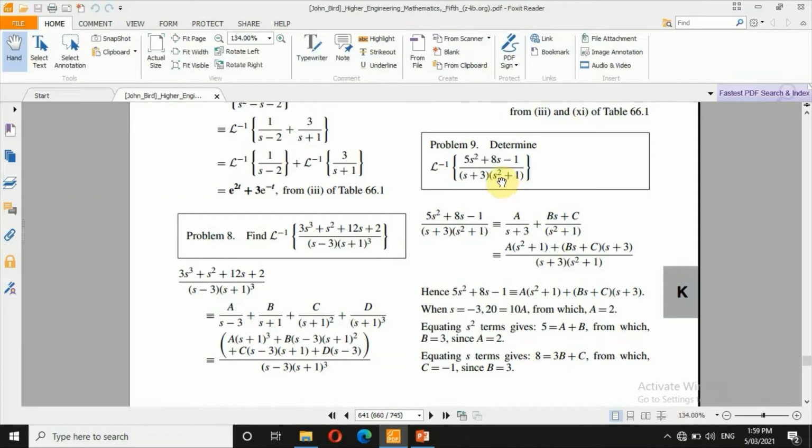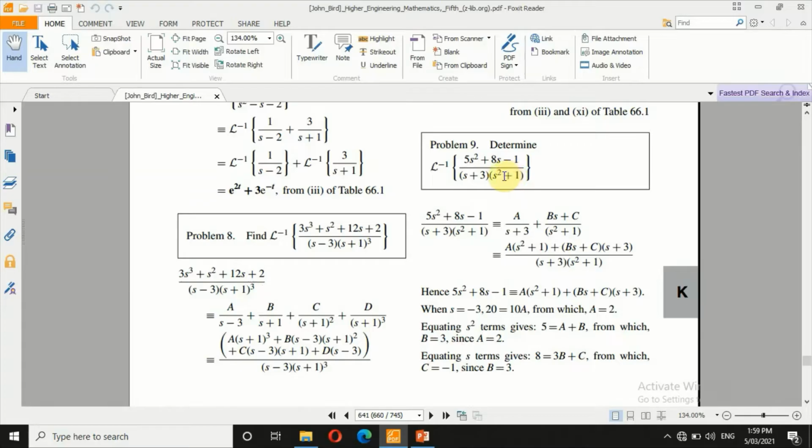In problem 9, we have x squared plus 1. But in problem 8, we have (x plus 1) raised to power 3. Because everything here carries the power, we can easily use this rule, which is (x plus 1) raised to power 1, (x plus 1) raised to power 2, (x plus 1) raised to power 3. But here, we can't use the same thing.